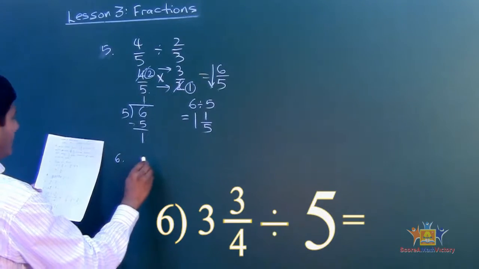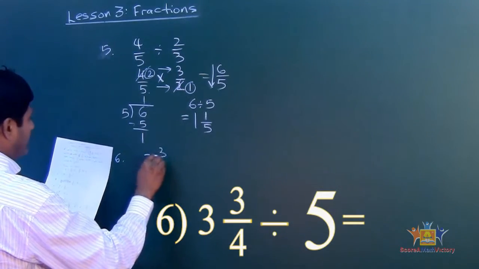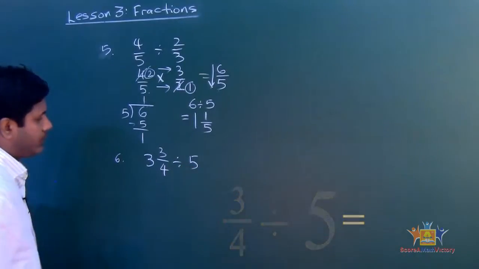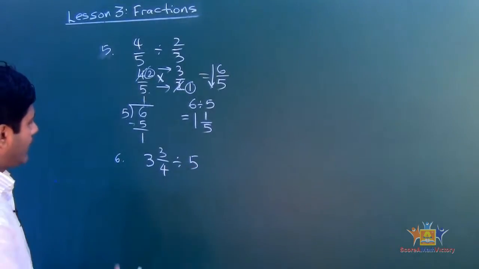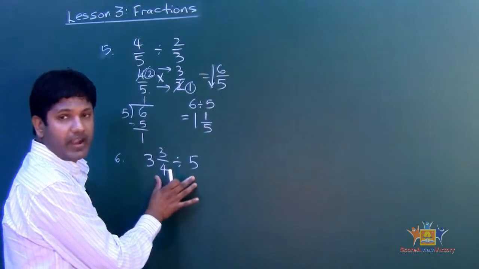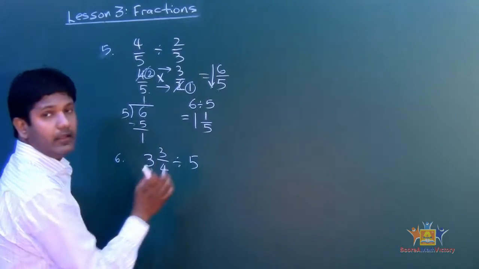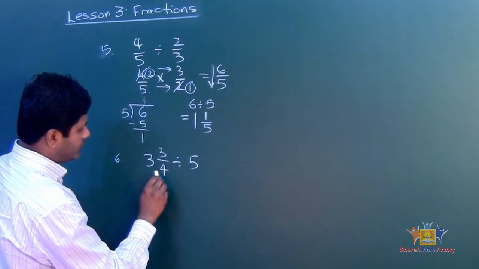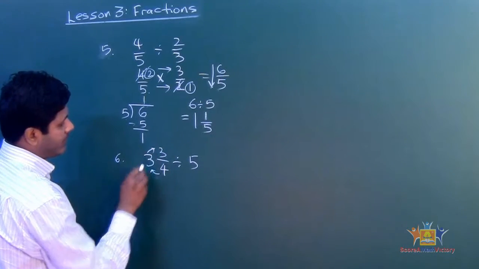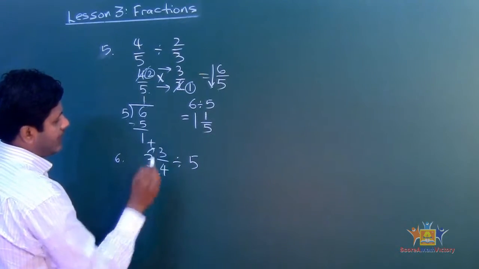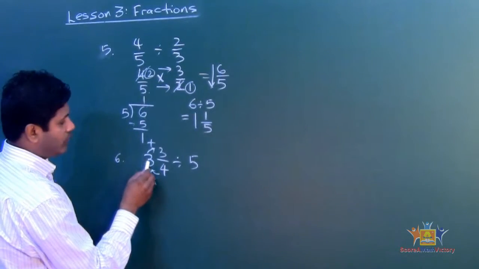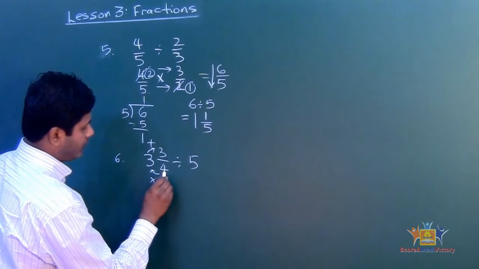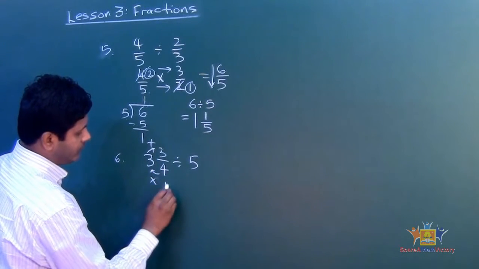All right, problem number 6. I gave you a mixed number divided by a whole number. So again, both are not in the form of a fraction. I'm going to convert both of them into fractions. I'm going to use the semi-rotation method and multiply first and then add. 4 times 3 is 12. 12 plus 3 is 15.